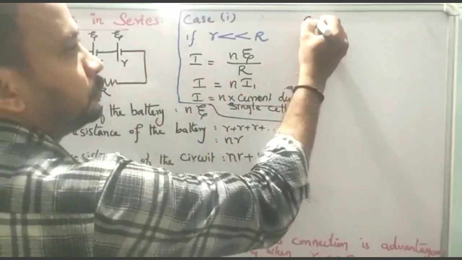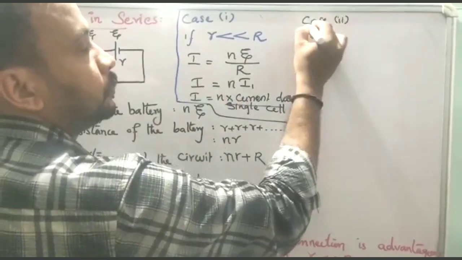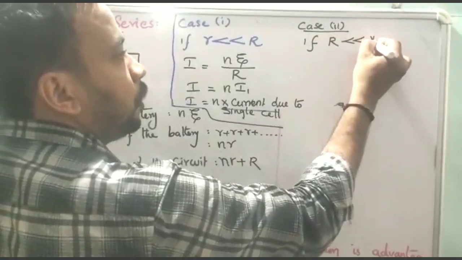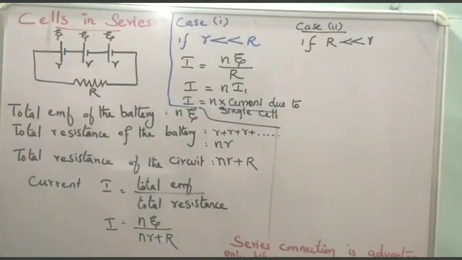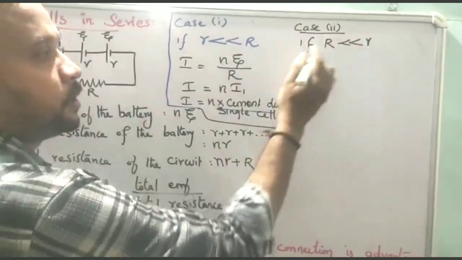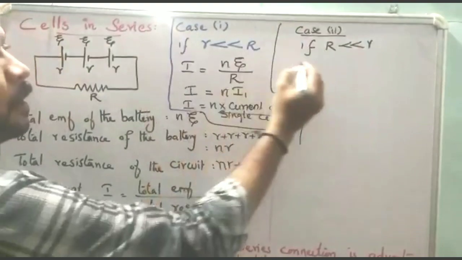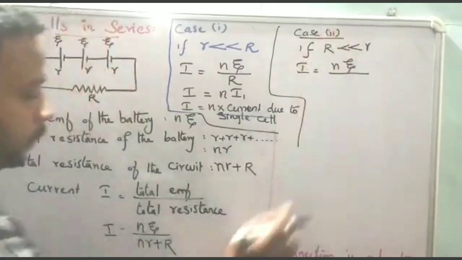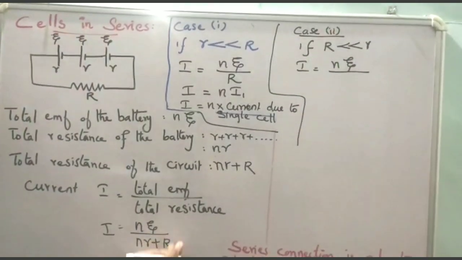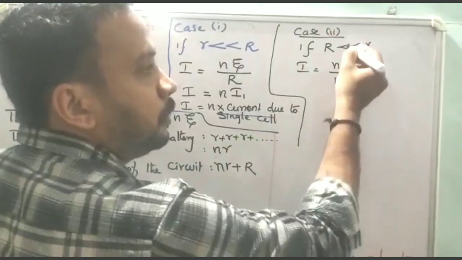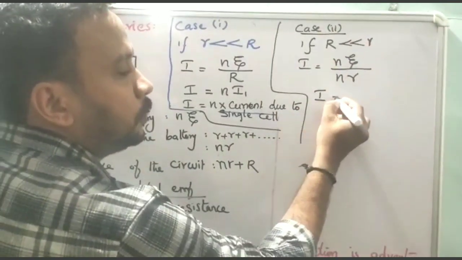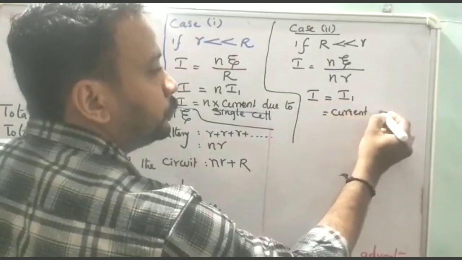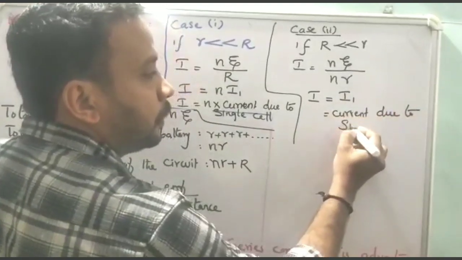Case 2, if capital R is very much smaller when compared to small r, that is external resistance is very much smaller when compared to the internal resistance, then what happens? I is equal to n psi by nr plus capital R, capital R is very much smaller, so capital R can be neglected, then n psi by nr. N cancel, so I is equal to I1, that is current due to single cell.